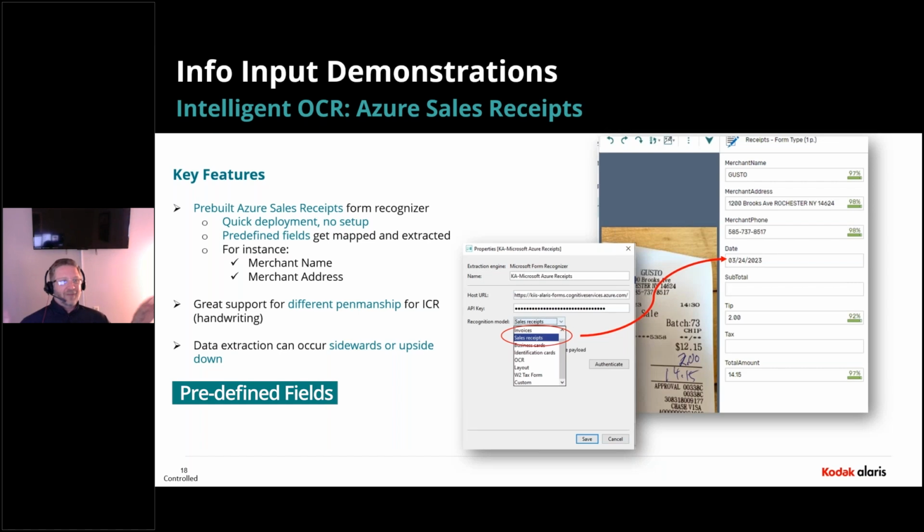There are predefined fields that Azure sales receipts return. So you can see it there: merchant name, merchant address, merchant phone, date, subtotal, tip, tax, and total amount. And then all I need to do is hit the autofill button, and it automatically just starts working.